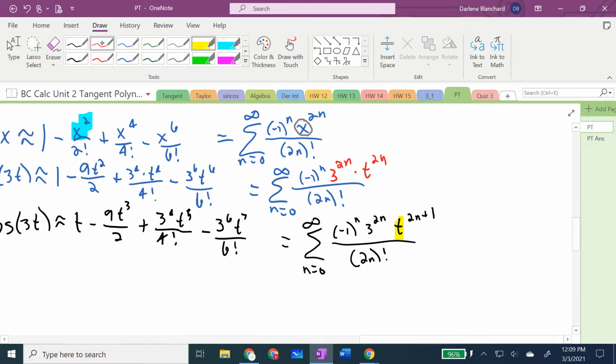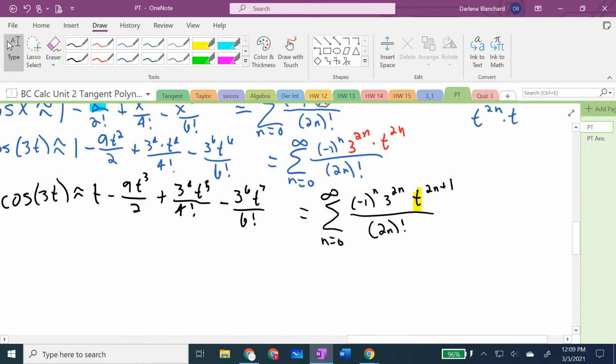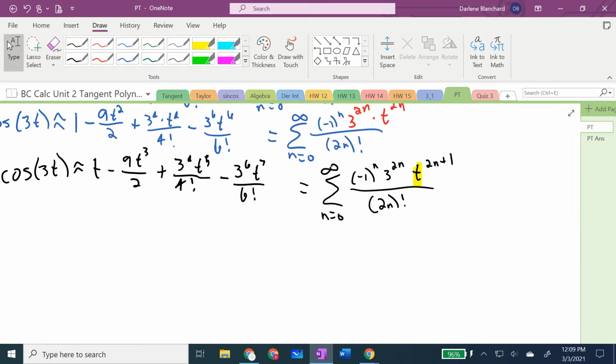So what I'm saying is don't write t to the 2n times t and leave it with the variable written twice. You need to use the exponent rule, especially if you're prepping for integration. Now I'm going to do the integration just in the sigma format. And we are integrating the function from the center to x, which means basically just integrate with respect to x if that t was an x.